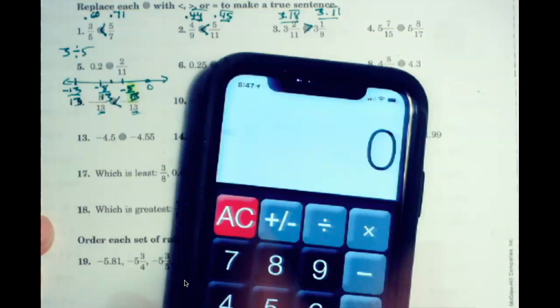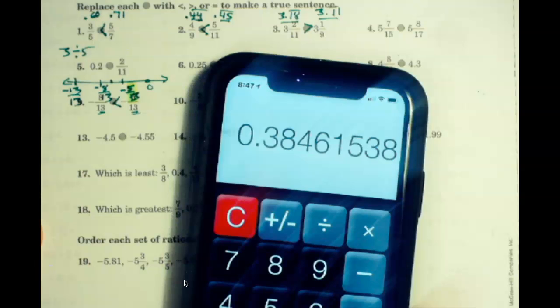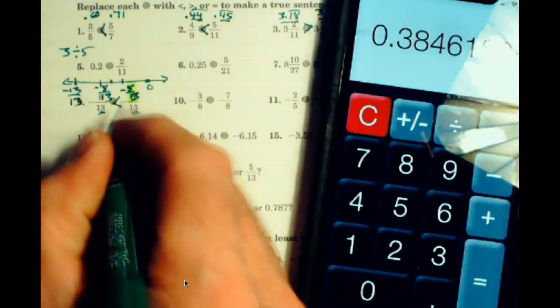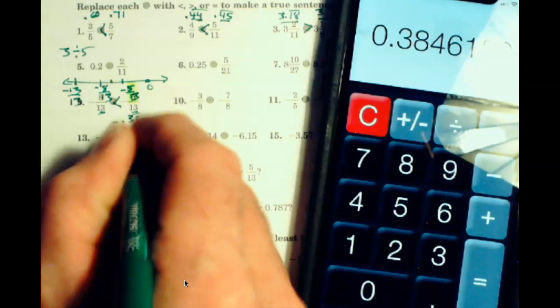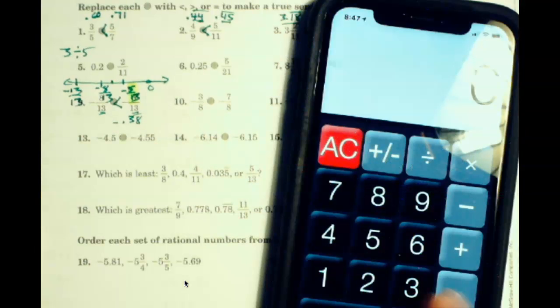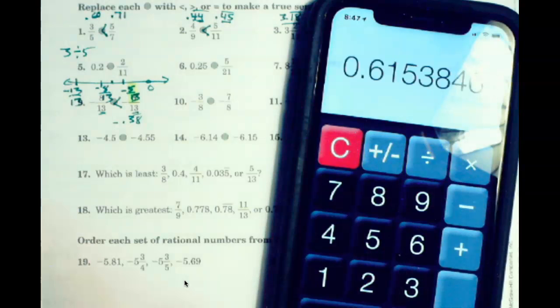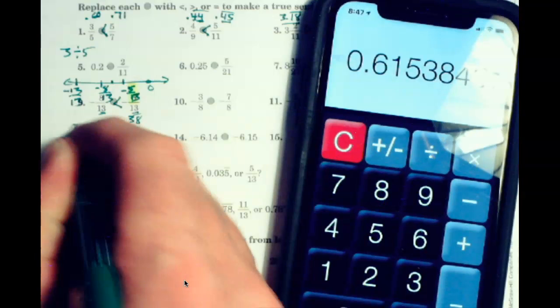Let's just do it. 5/13. 5 divided by 13. This equals, this is going to be a negative 0.38. Okay? And let's put the other one as 8/13. 8 divided by 13. This is a negative 0.61.